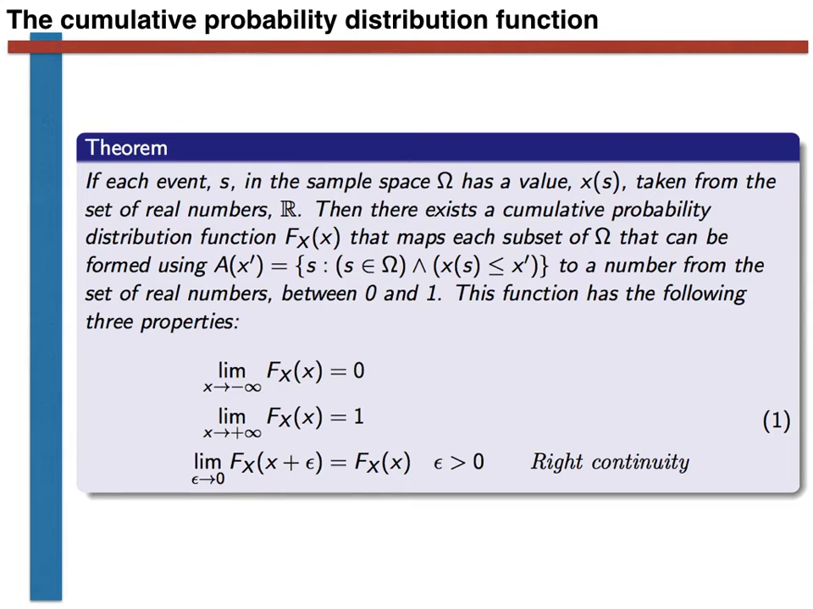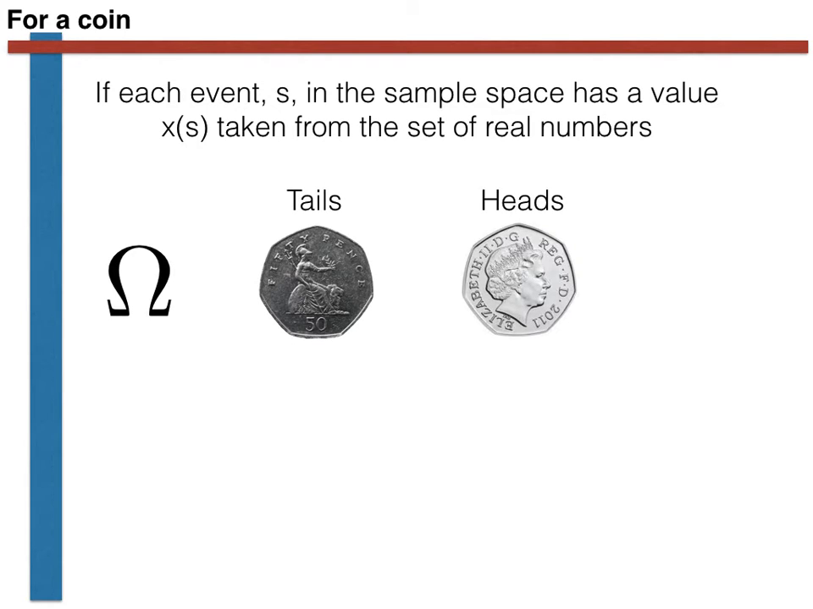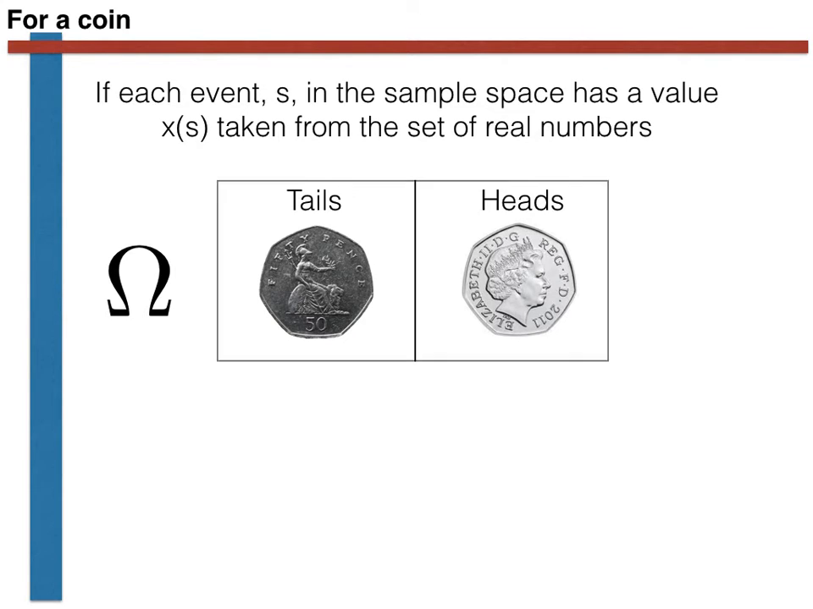When we introduced this definition, we saw how it would work by considering a Bernoulli random variable, which we treated as a coin toss. If we go through this example once more, we saw that the sample space of outcomes for this particular experiment contains two possible events. Either the coin comes up tails, or the coin comes up heads. We then gave each event in the sample space a value X(S) taken from the set of real numbers, by saying that tails is given the value 0, while heads is given the value 1.